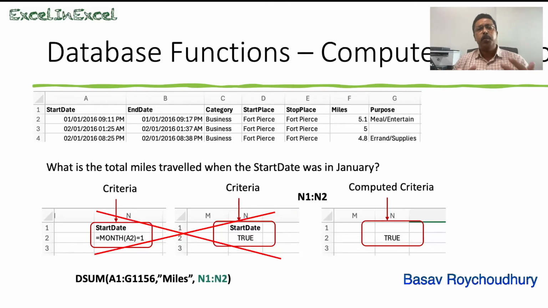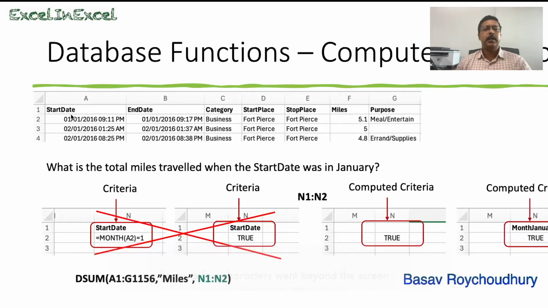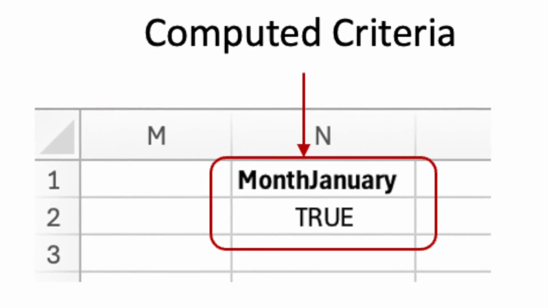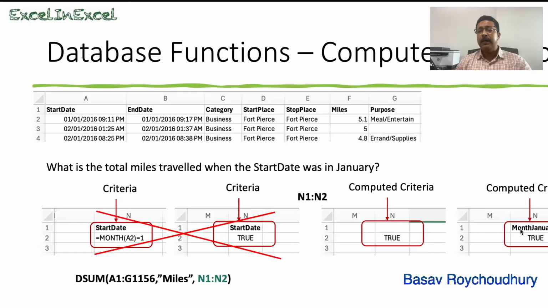But sometimes, to make it more English, to make it more understandable, it's okay to give a name to the computed criteria as long as this name does not appear as an existing field name. So what I have given the name? I give month January. So month January will be either true or false. That's the imaginary column as I have talked about. But this month January is not a field name in the given database. So whenever Excel encounters a field name which is not there in the selected database, it understands that we are using a computed criteria. So let's work this out and see what happens.